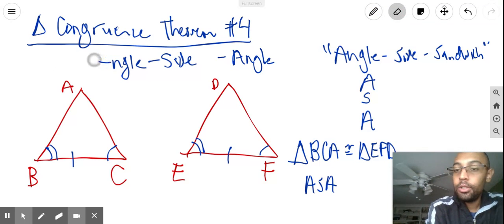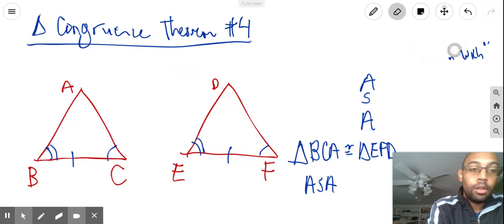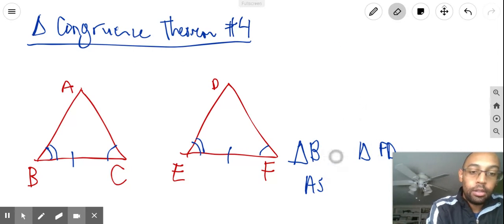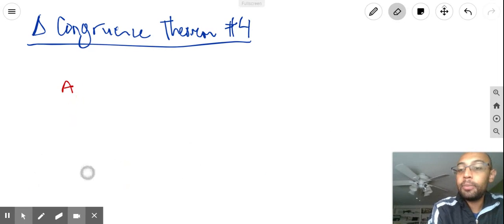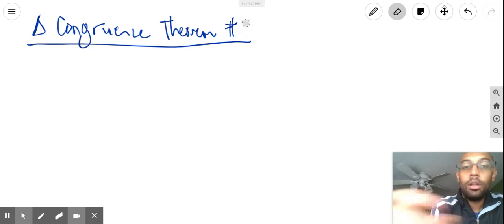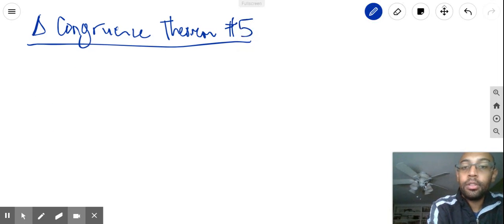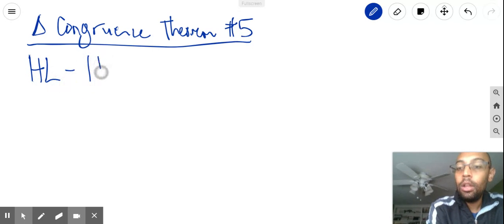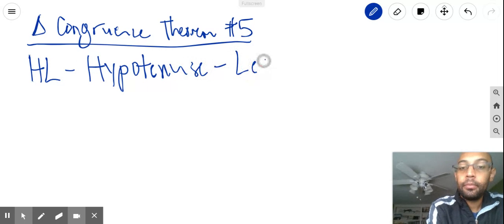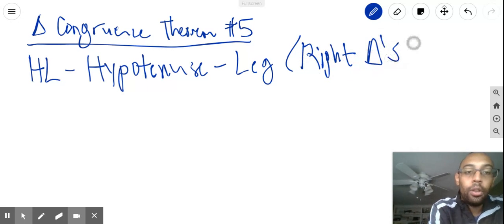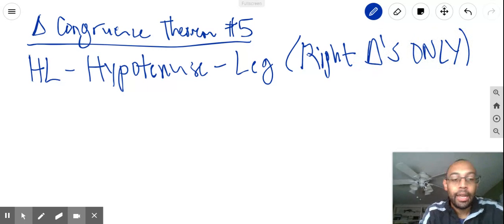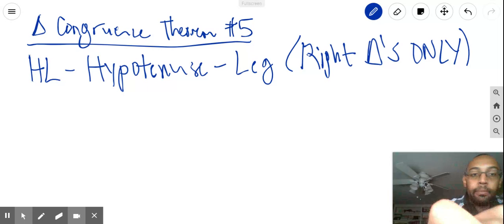So I'm going to erase all this, and I'm also going to erase the triangles because now we are going to be given a specific scenario. Okay, so this is triangle congruence number 5, and it is called HL, which stands for hypotenuse leg. And the special case is this. It is for right triangles only.